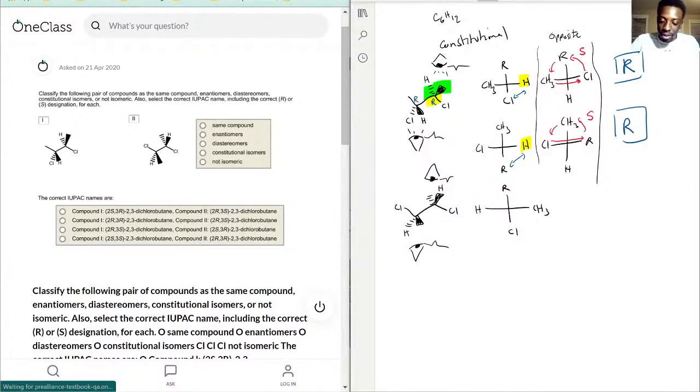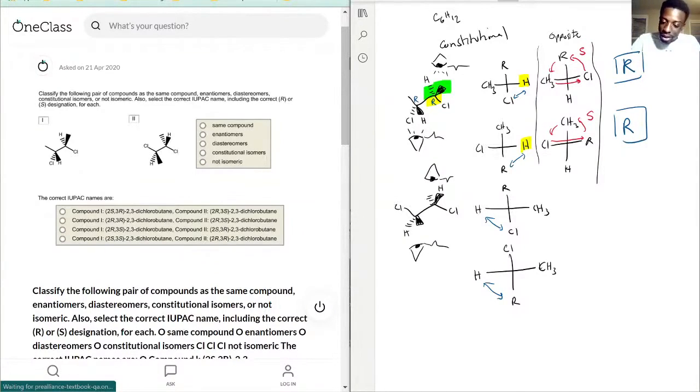And then for the second part, we have Cl at the top, H, CH3, and the bottom is an R, okay? So same thing here. We want to make sure that the H is preferably at the bottom, just to keep things constant. So we flip it over there, and we flip it over there, okay?